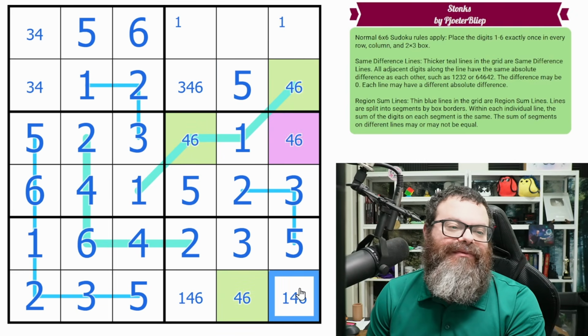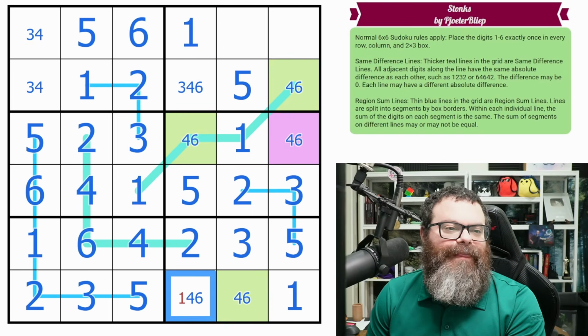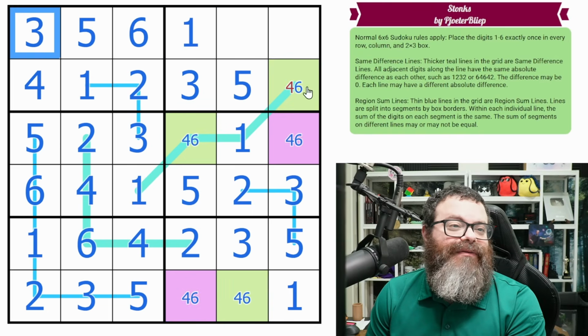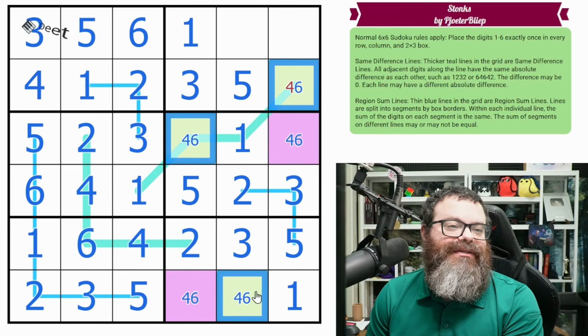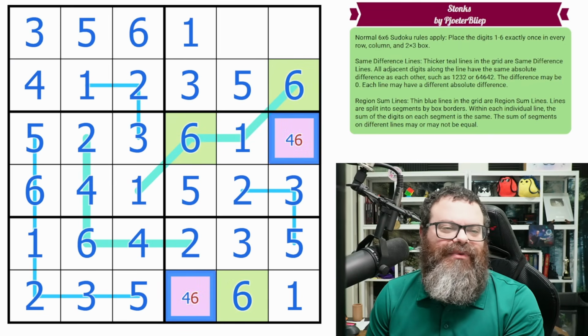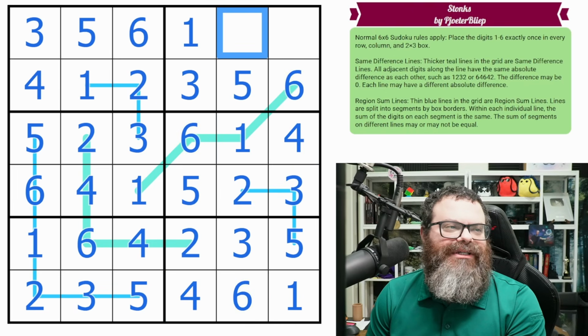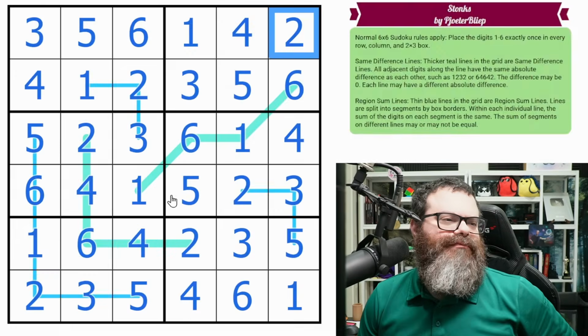Ah, 4, 6 pair. So that's a 1. That's a 1. This is the purple 4, 6. This is now the 3. That's 4 and 3. And so the green 6s are 6, and the purple 4, 6s are 4. We can get rid of the colors. And our last two digits are the 2 and the 4. That's 4, that's 2. All right.